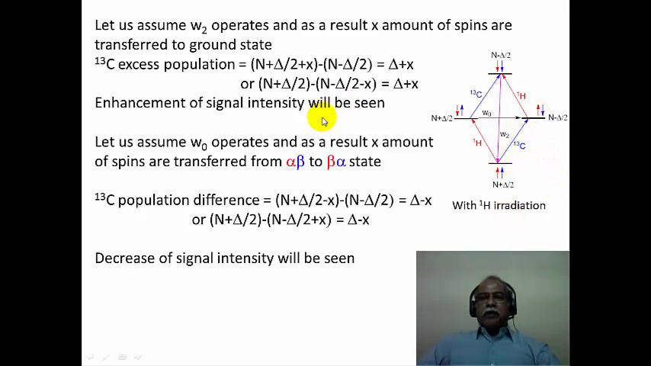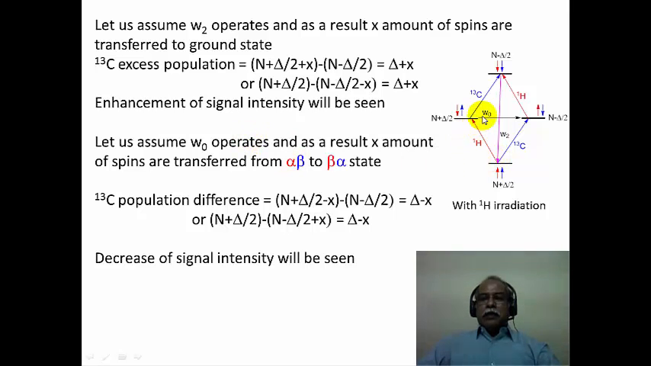If you take, for example, this would be n plus delta divided by 2 plus x. This is the population of this particular state. Population of this state is n minus delta divided by 2. So if you work out this number, this would be delta plus x. In other words, there will be slight excess population compared to the equilibrium population in the carbon 13 levels. Therefore, the signal intensity will be enhanced for the carbon 13 because of the double quantum relaxation being operational.